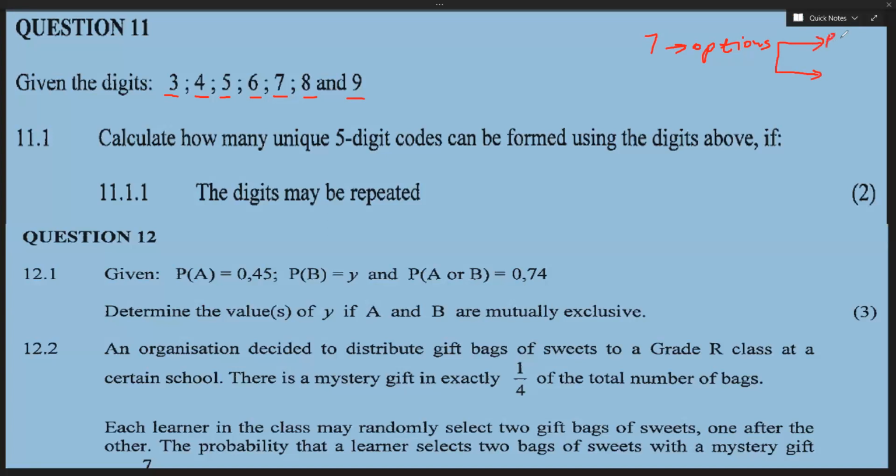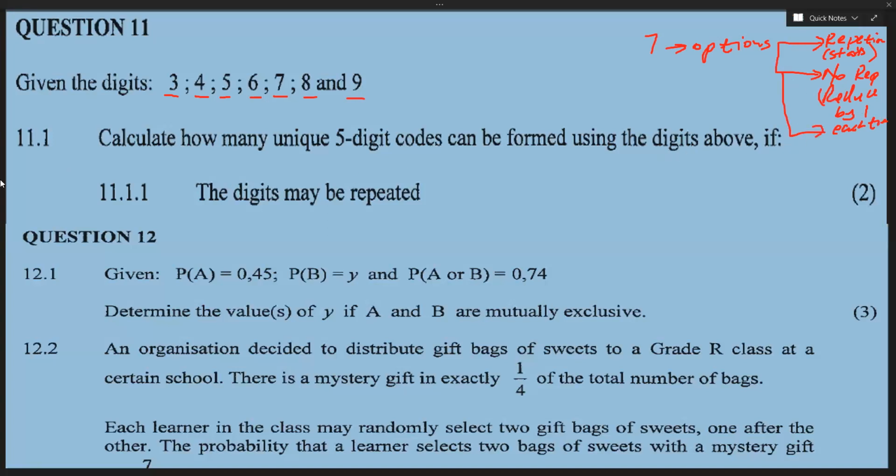If repetitions are allowed, the option stays the same. So your options will always be 7. But if there's no repetition, the next position will be 1 less. So your options are going to reduce by 1 all the time. Does that make sense? So here, the options reduce by 1 each time. Okay, this is what I know.